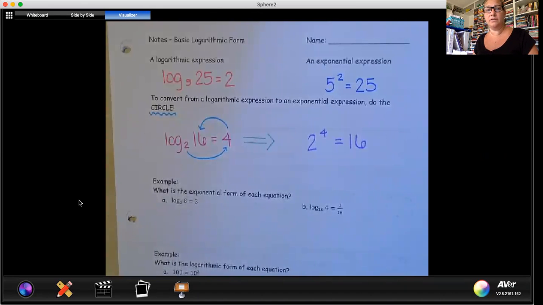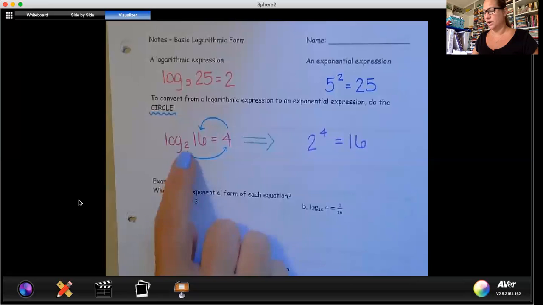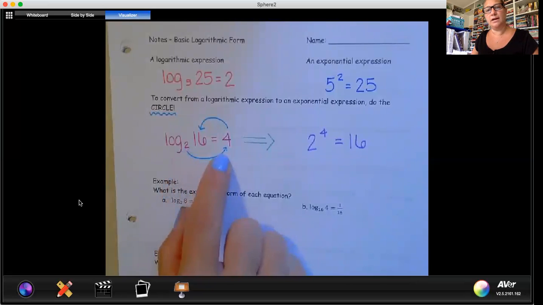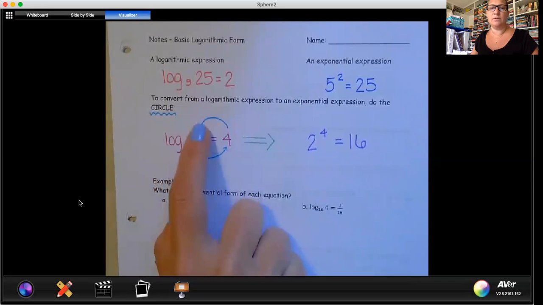To convert from a logarithmic expression to an exponential expression, you do what I call the circle. Is it a perfect circle? No. Does it go in a circular motion? Yes. So you always start with your log base, travel across the equals to get your exponent, travel back across the equals to get what it's equal to. So log base 2 of 16 equals 4 as an exponential expression is 2 to the fourth equals 16.